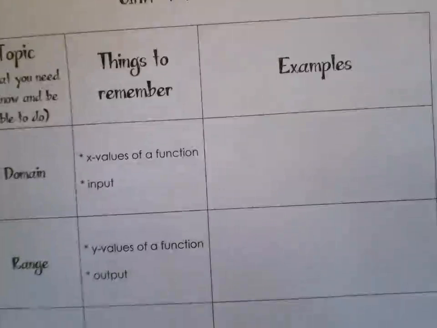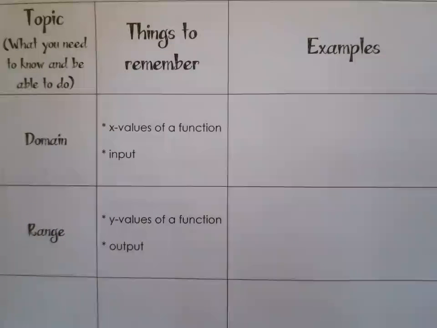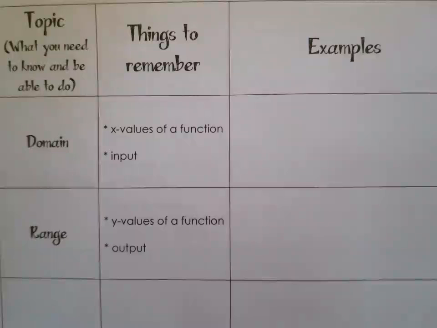So first off, a couple of vocabulary words might be new to you, and that's domain. Domain is a fancy word for talking about the x values. So those are the ones that we always start with. We always start with the x value. So that's our input. If you think about a function machine, the first thing we always do is put a number in. Well, that's what the domain is. So the domain is the number that we're starting with.